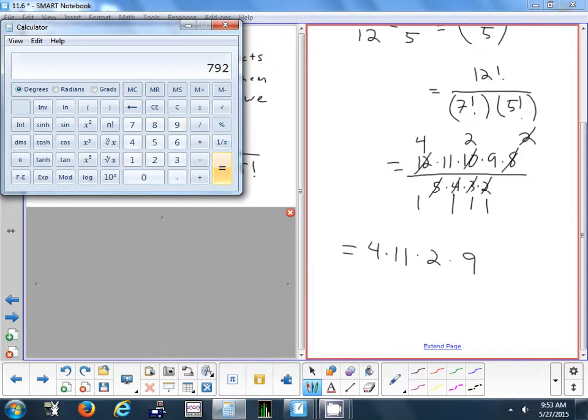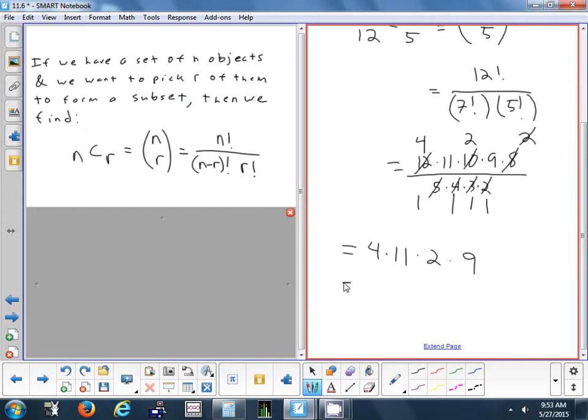Okay, so if you had 12 people and you wanted to pick the starting 5 players, there's 792 ways to do it. Any question on the difference between permutation and combination?